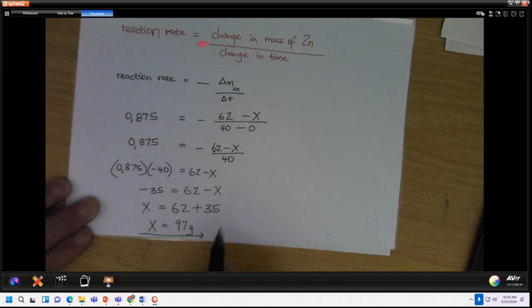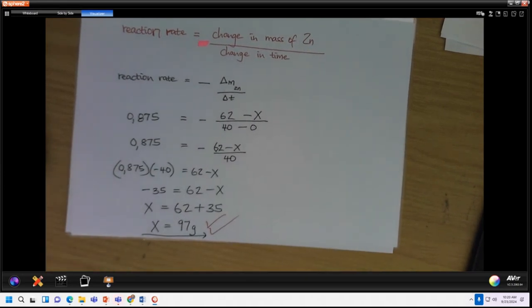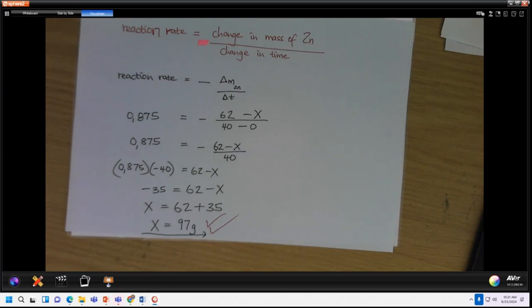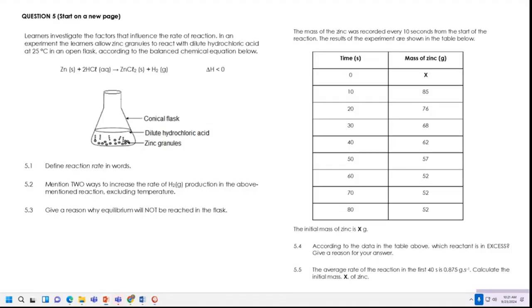Now, let's see why this is the perfect answer compared to what I calculated earlier on, the 27 grams. Let's go to our table. Here we had our table. So look at this. The mass of zinc at the start: how could it ever be 27 and then suddenly jump to 85? It's just illogical. Can you see how impossible it is that the final answer is 27?